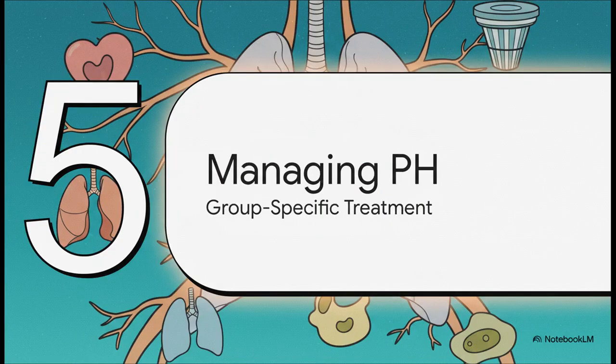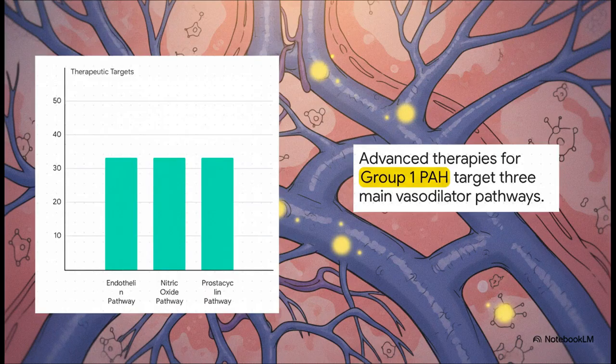All right, let's bring it home with our last section, management. The single most important thing to understand here is that the treatment is completely different depending on the cause. You cannot, I repeat, cannot treat all pulmonary hypertension the same way. So for group 1, that special group where the arteries themselves are the problem, we have these very specific vasodilator drugs that target 3 main pathways.